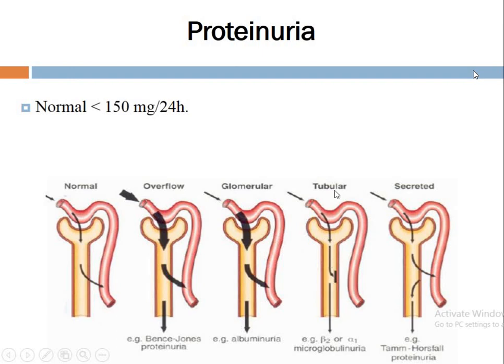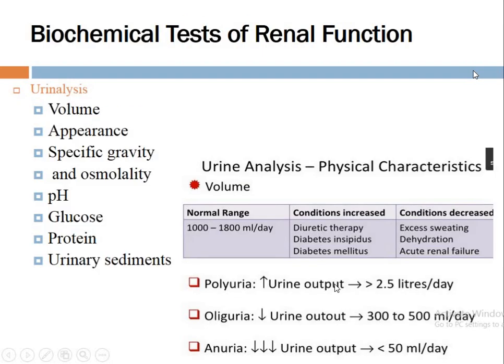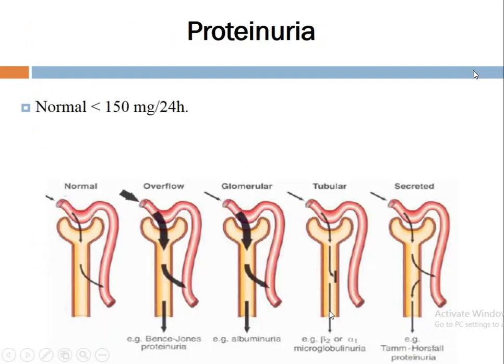Then this problem, in this condition where beta 2 microglobulinuria is seen, the normal amount is coming from the blood through the glomerulus into the tubule, but the reabsorption is affected in the tubule. Whatever normal amount of microglobulin is coming is not being reabsorbed, it is filtered out and will come out into the urine. So that is another form of proteinuria.